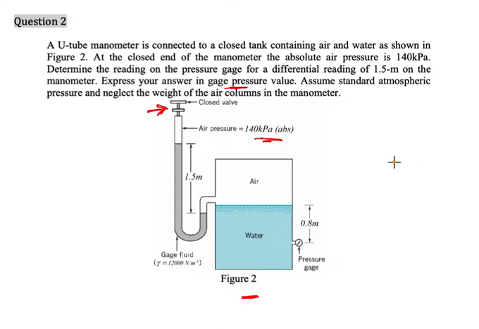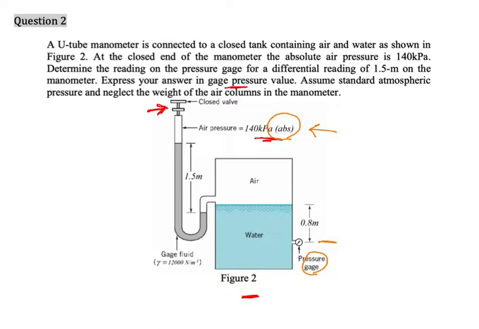So in this question, we need to calculate what is the gauge pressure at this point. However, in this question, we have two kinds of units. One is gauge pressure and the other is absolute pressure. So we need to change the absolute pressure here into the unit of gauge pressure.